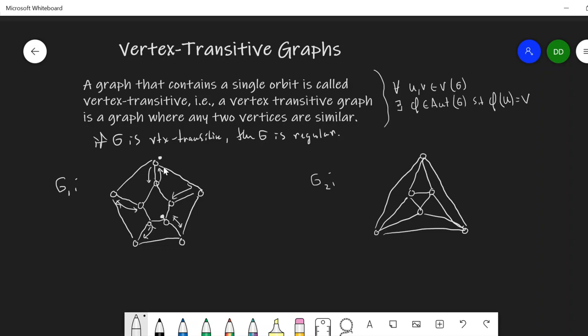Since the composition of any two automorphisms is again an automorphism, that means there's some automorphism that sends this vertex to that vertex. Same idea if I want to send this vertex to a vertex on the outside 5-cycle like that. Well, I'll just do a rotation. I can do a rotation by one and then a rotation by another. That'll be an automorphism. And so for any two vertices, there is some automorphism that sends one to the other. So this is vertex transitive.